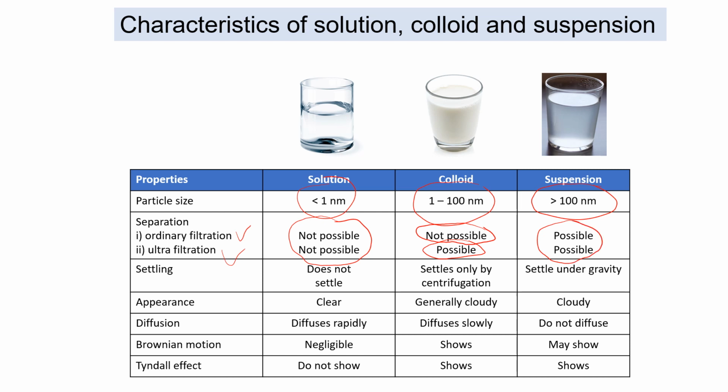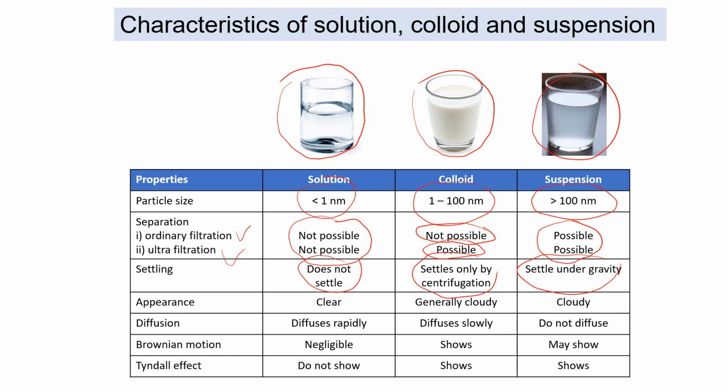For the settling behavior, a true solution does not settle easily. The colloid can be settled only by using the centrifuge technique, and the suspension can be settled easily under gravity. For the appearance, a true solution is a clear, crystal solution, for example drinking water. A colloid is generally a cloudy solution, for example milk. And the suspension is a little bit cloudy, for example flour mixed with water.